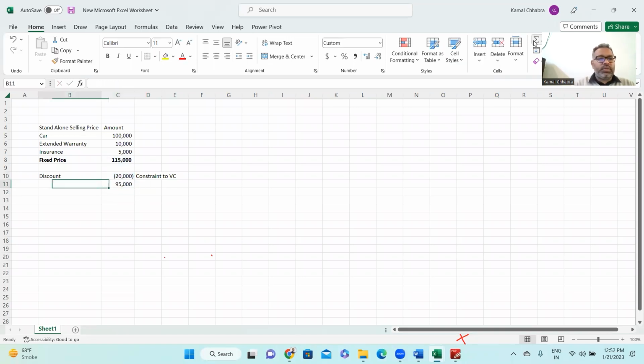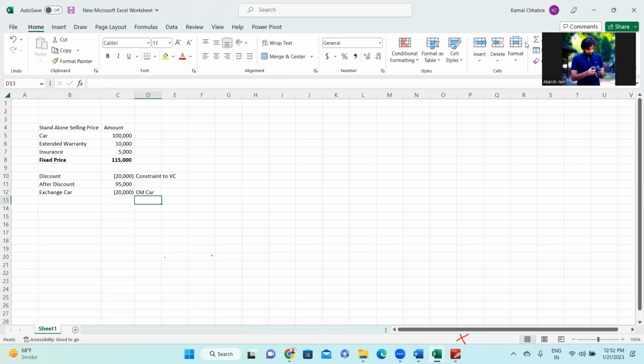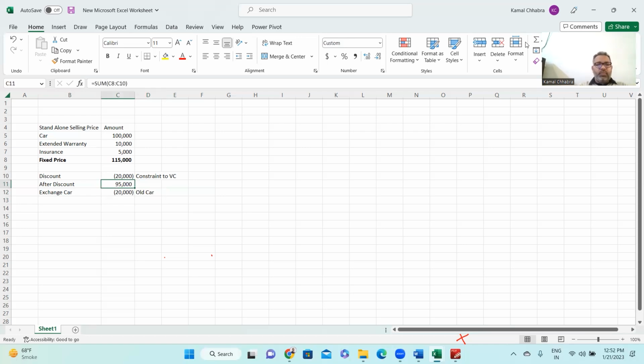Then, in addition to this, this is your after discount. After discount price is 95,000. You got exchange car. Let's assume $20,000 for old car. We are coming to that, like we are coming to it, right? And now you have how much payable? 75,000, right?